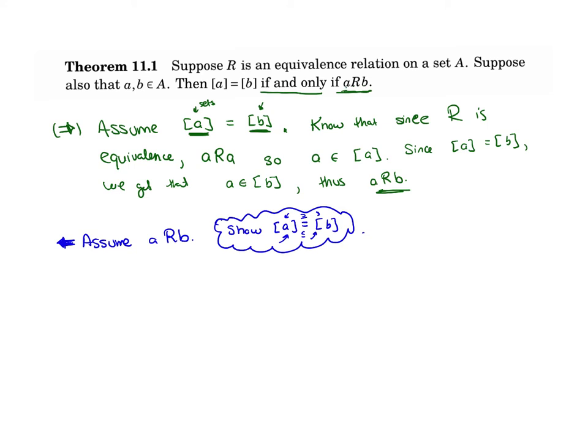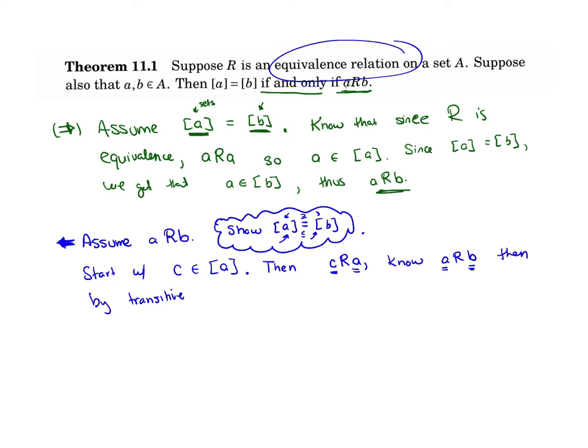Okay. So we can start with some element, which is in the equivalence class of A. What does it mean that it's in that? It means that C is related to A. And now I want to try to show that C is related to B. But I know that A is related to B by my assumption. So if C is related to A and A is related to B, then by transitivity, because R is an equivalence relation, I get that C is related to B.